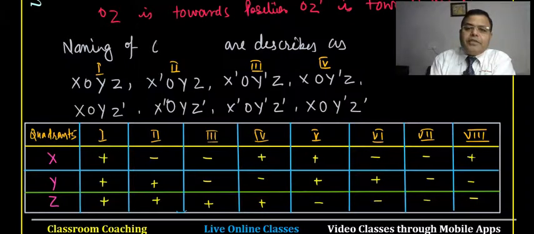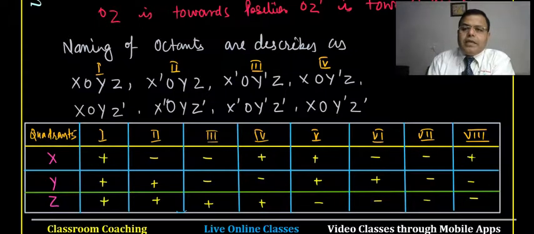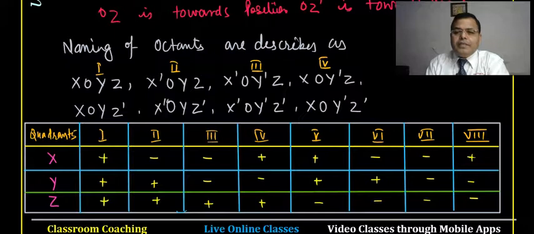I wrote quadrants again, sorry for this. This is octants. Naming of these eight octants are described as first, second, third, fourth, fifth, sixth, seventh, eighth, and the sign convention of this.